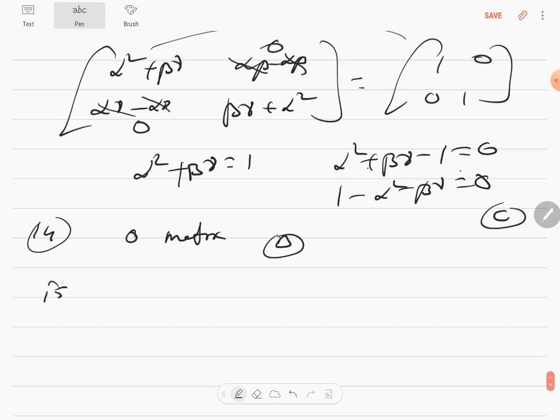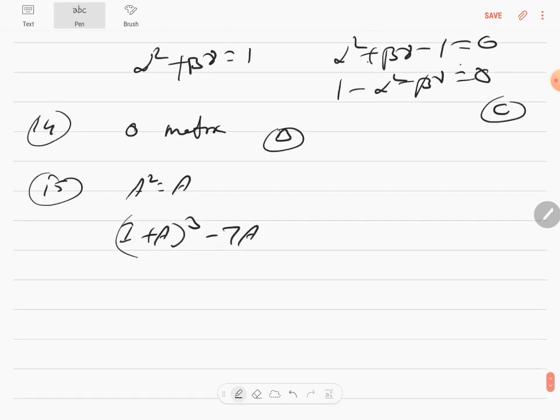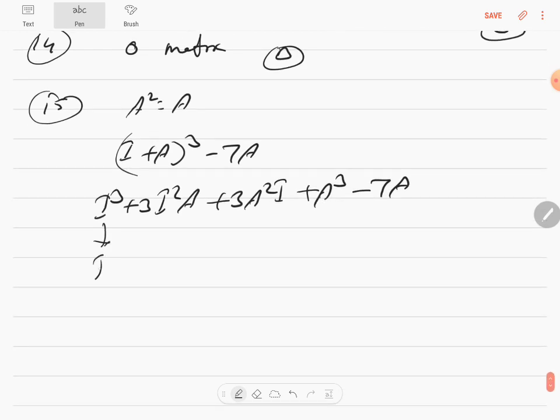Last sum, 15th question. The question is, if A square is equal to A, they're asking you to find what is (I plus A) the whole cube minus 7A. (A plus B) the whole cube is A cube plus 3A square B plus 3B square A plus B cube, minus 7A. So look at this, I cube is just I. Identity matrix, how many times you multiply, it will be I. And I square is also I. I multiplied by matrix A will be just A.